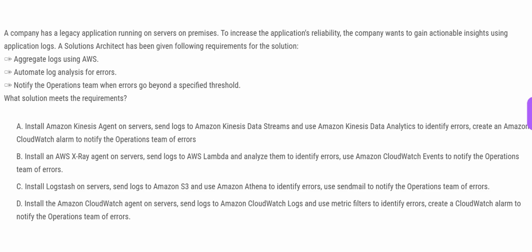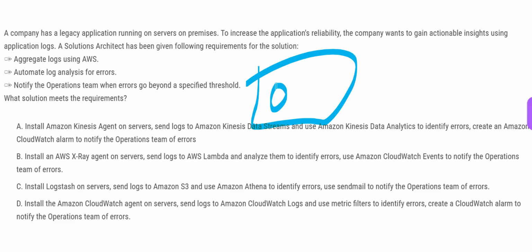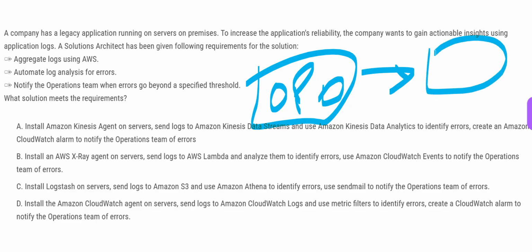See, there is a company, they are having a legacy application running on servers on premises. So this is your on premises, they have servers deployed here and they are running it here. And they want to increase the reliability of the application to gain insights and so on for application logs. The solution architect is given the following requirements. They want to aggregate logs using AWS. Even though you are on premises, you want the logs to go to AWS. This is your AWS environment and the logging should be there.